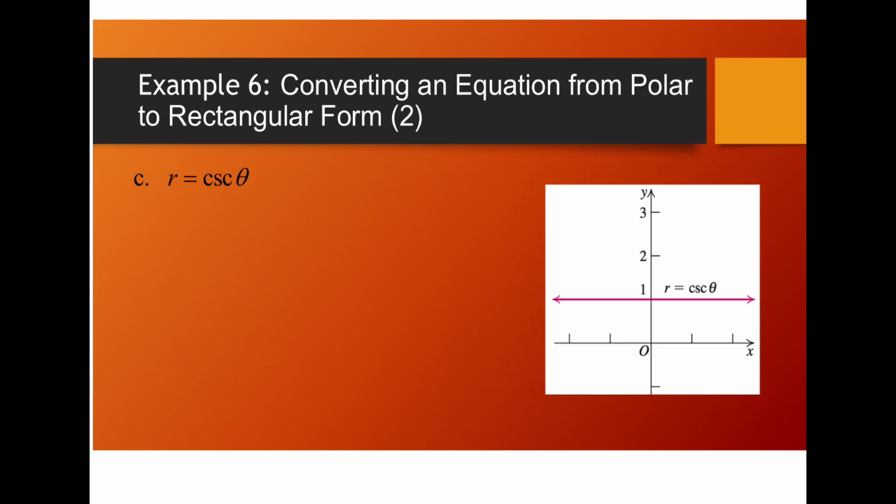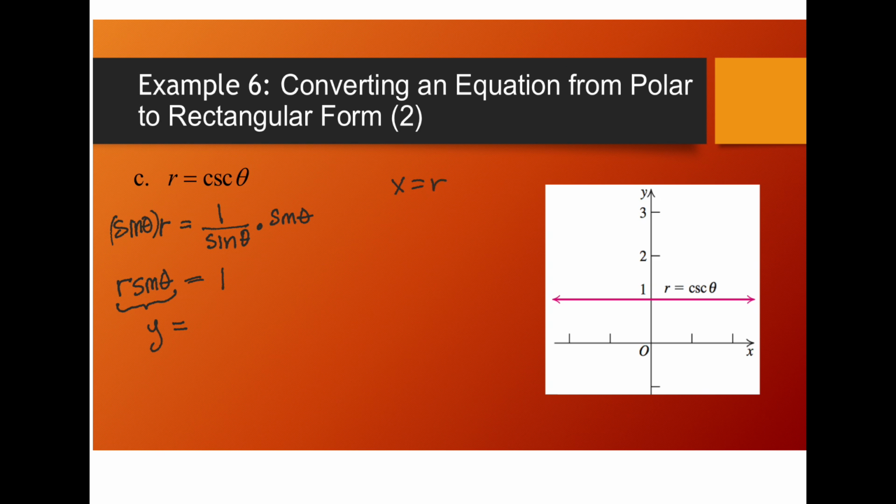Okay, r equal to cosecant of theta. I'm going to rewrite this because we don't have anything dealing with cosecant, but we do know that cosecant is 1 over sine theta. And if I multiply both sides by sine theta, I end up with 1 over here. The reason I'm doing that is because I know that r times the sine of theta is something. r sine theta equal to 1. Well, we know r sine theta is y, right? That was one of our relationships.